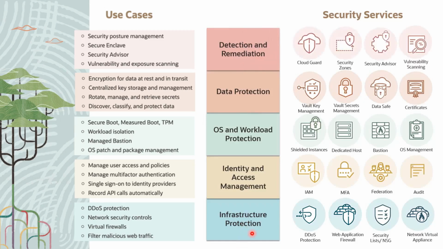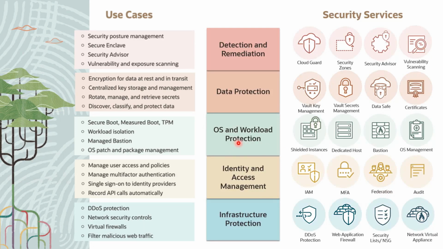The first layer is infrastructure protection, and you can see that OCI has services like DDoS protection, web application firewall. There is also security list, network security group, as well as option to use network virtual appliances. The second layer is identity and access management, where there are services like OCI Identity and Access Management, things like multi-factor authentication, the OCI audit service, as well as federation.